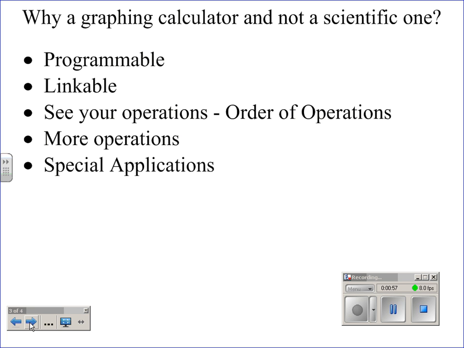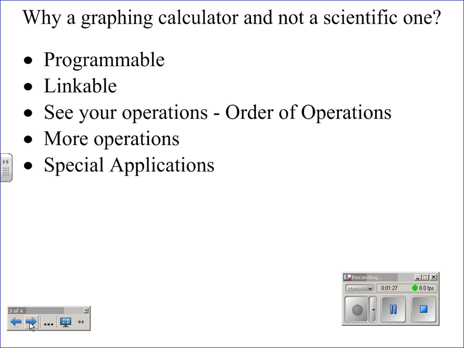A graphing calculator has several advantages over a scientific one, other than graphing. A graphing calculator is programmable. You can create programs that do different things for you, like the quadratic formula or other complex math operations. You can also use programs to interface with other tools like CBRs or other data gatherers. Graphing calculators can link together to share data, programs, or applications.